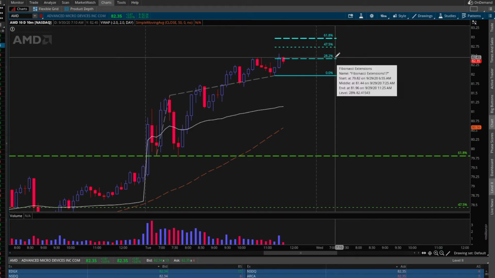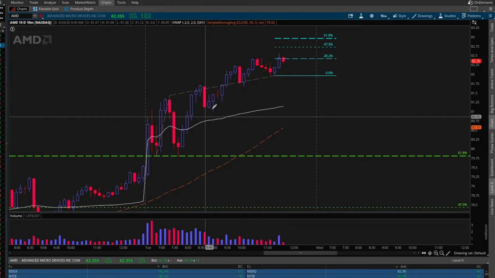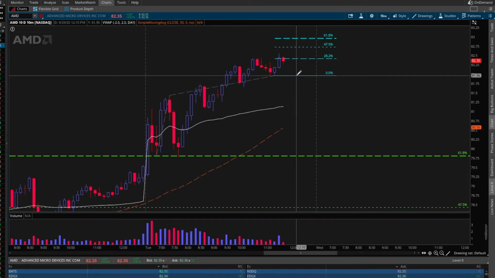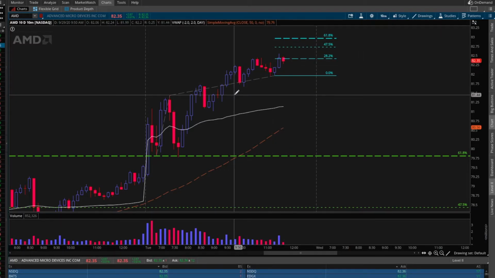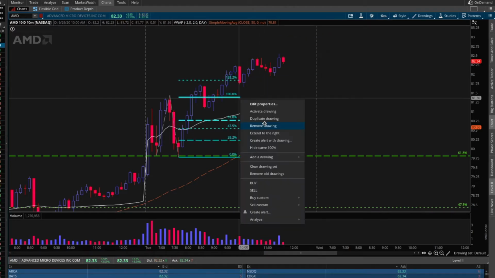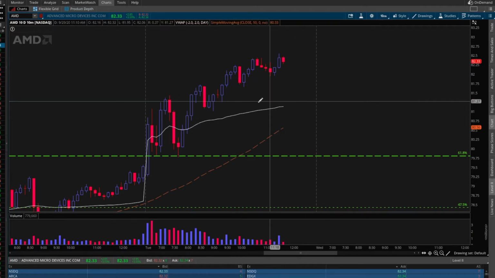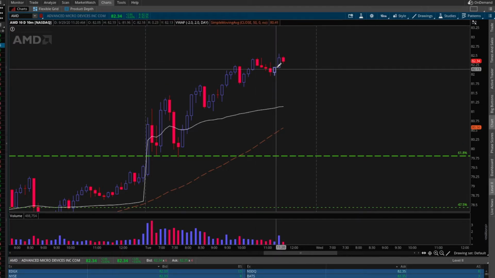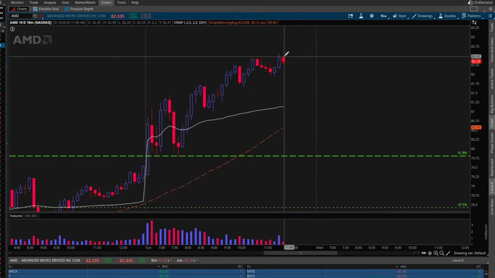So although I don't usually activate them and move them until we've breached the 100% and come back down, this just illustrates the point that our upward swings are getting smaller. So just to remove all the drawings, you can see upward swings are getting smaller and buying pressure may be losing momentum.